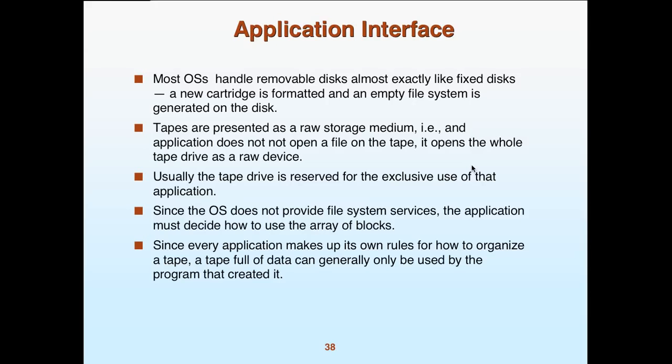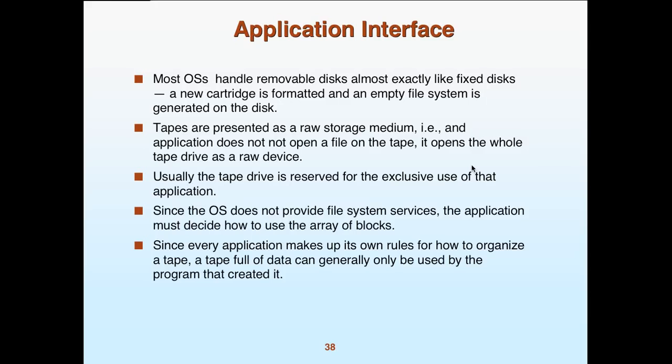Most operating systems handle removable disks almost exactly like fixed disks. In fact, even Windows, if you take a removable disk, a thumb drive, USB drive, you stick it in your computer, you get a new drive letter. You had C, now you've got D, E, and F. It just loads just like a regular old hard drive, actually. The Mac system does it in a very similar fashion as well, except you get a little icon. Actually, you get a little icon, I think, in Windows, too, on the desktop.